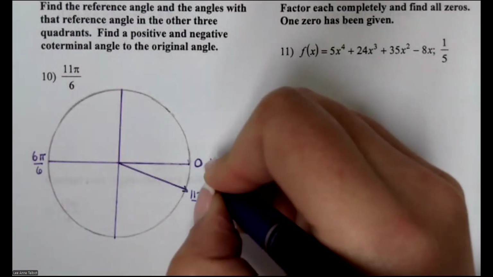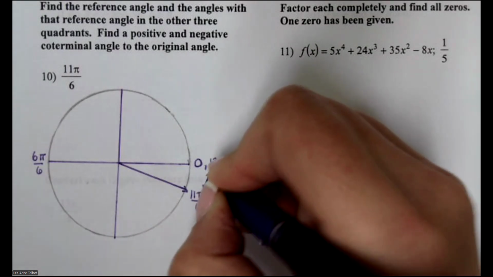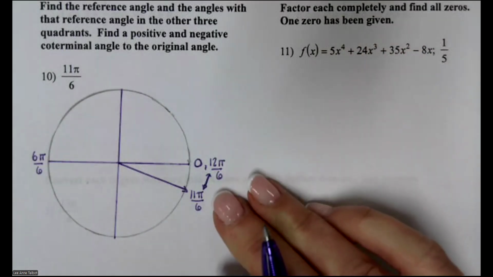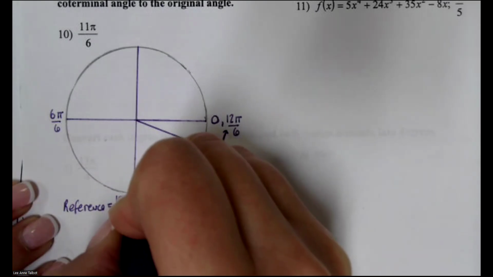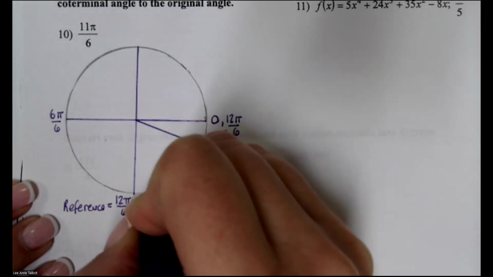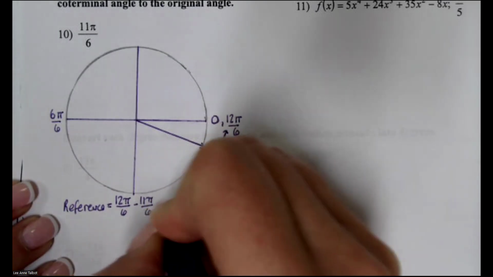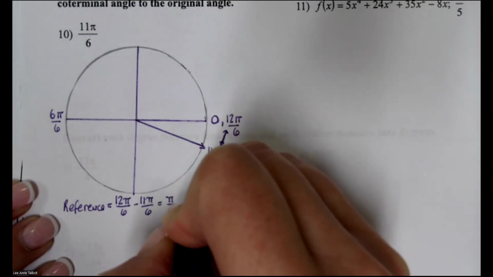The reference angle, because I'm in the fourth quadrant, I want to find the difference between 12 pi over 6 and 11 pi over 6, which is pi over 6. You don't need to show this work. If you guys know 12 minus 11 is 1, we're good.